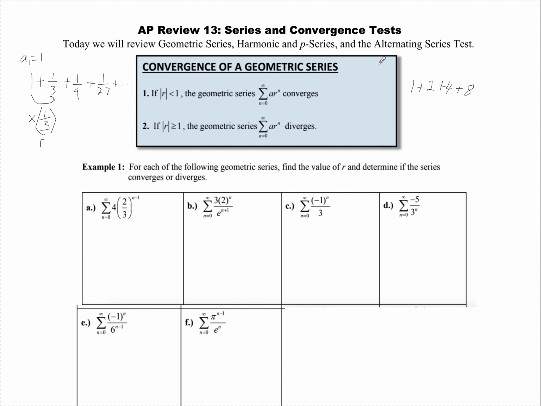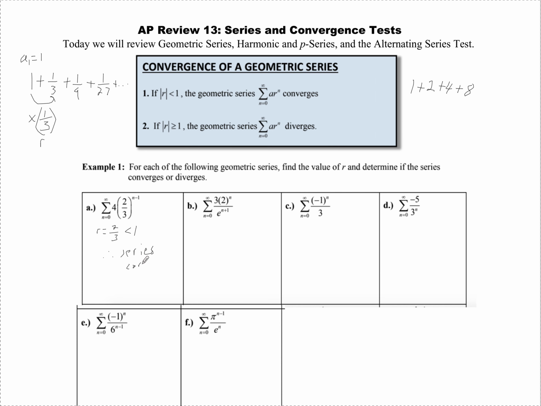So for each of these geometric series, we want to find the R value and determine if the series converges or diverges. In this one, we don't have to do a ton of work. We can see that the thing underneath the n is 2/3, so we can say that R is equal to 2/3, which is less than 1, therefore the series converges.